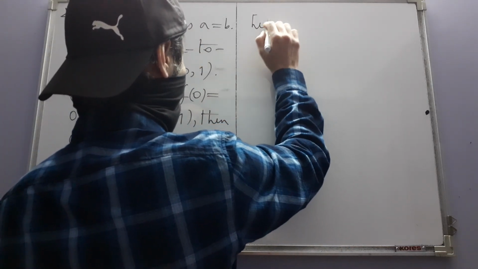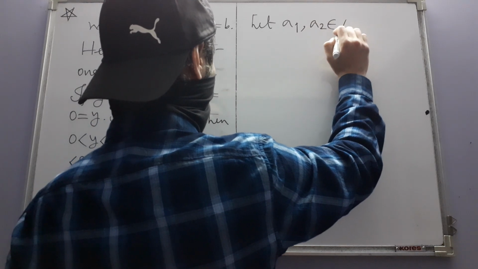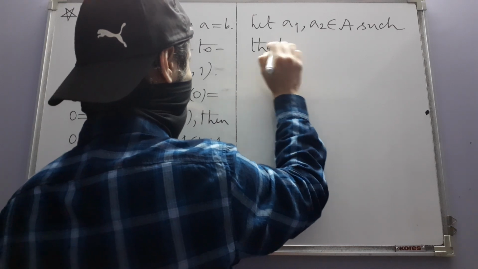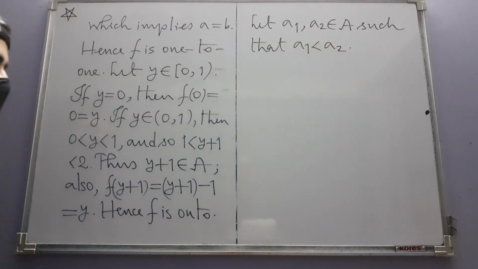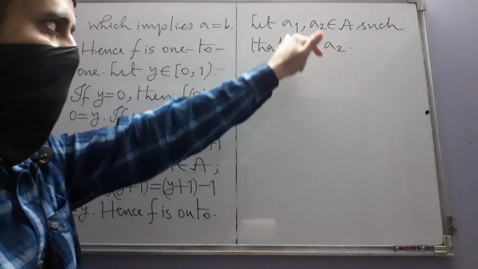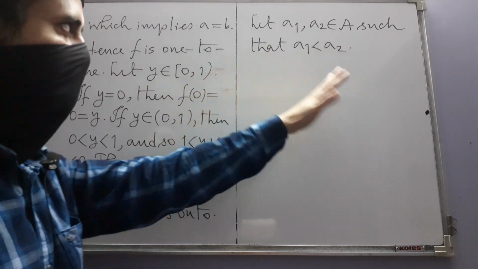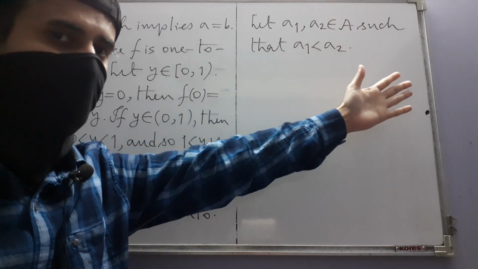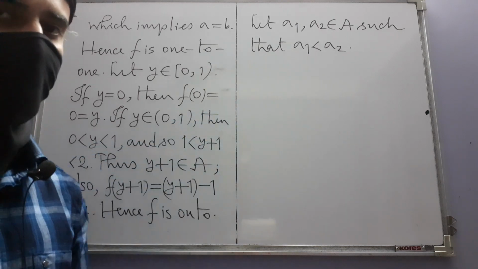For that, let A1 and A2 be two elements in A such that A1 is less than A2. If you want, you can write capital A here as suffix to denote the ordered relation, but because the two ordered relations on the two sets are coming from that same source, which is the ordered relation on R, basically they are the same thing. That's why we simply write less than.